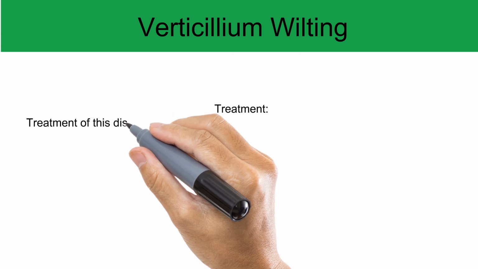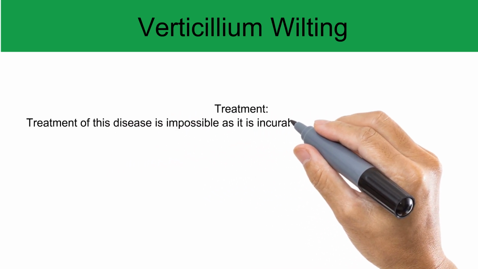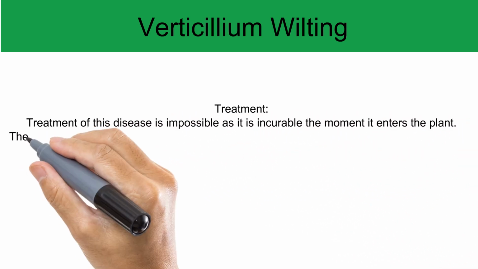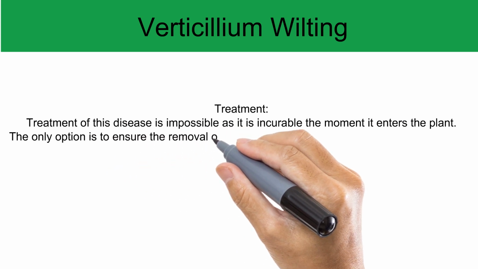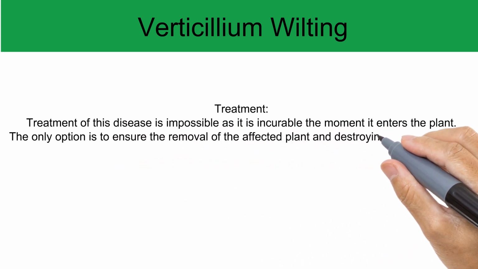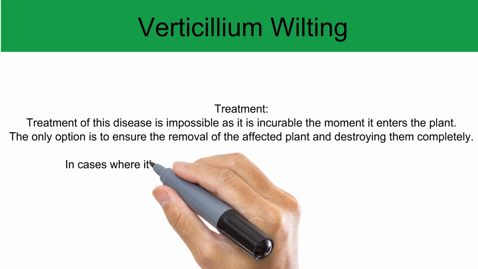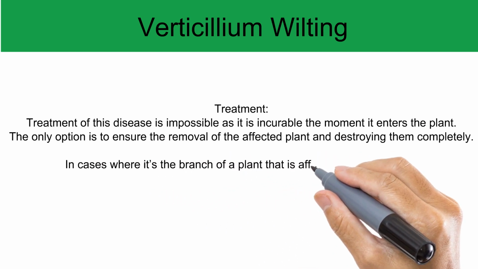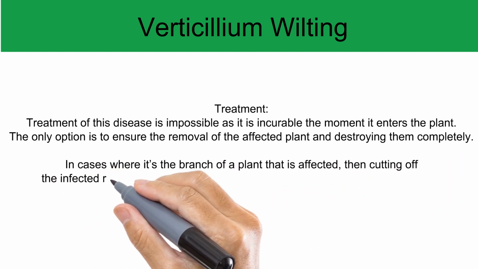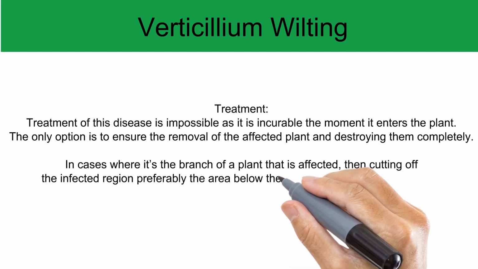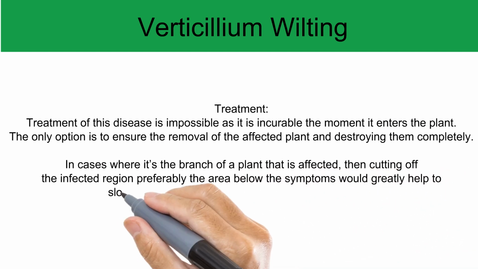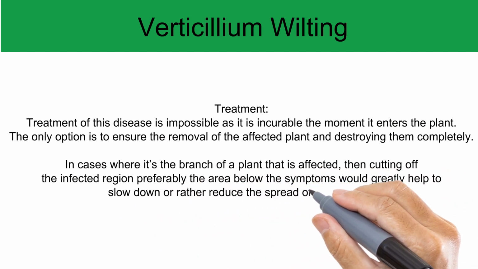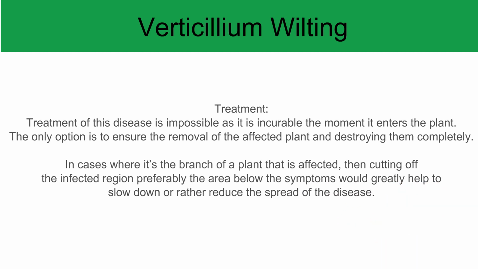Treatment. Treatment of this disease is impossible, as it is incurable the moment it enters the plant. The only option is to ensure the removal of the affected plant and destroying it completely. In cases where it's the branch of a plant that is affected, then cutting off the infected region, preferably the area below the symptoms, would greatly help to slow down or reduce the spread of the disease.